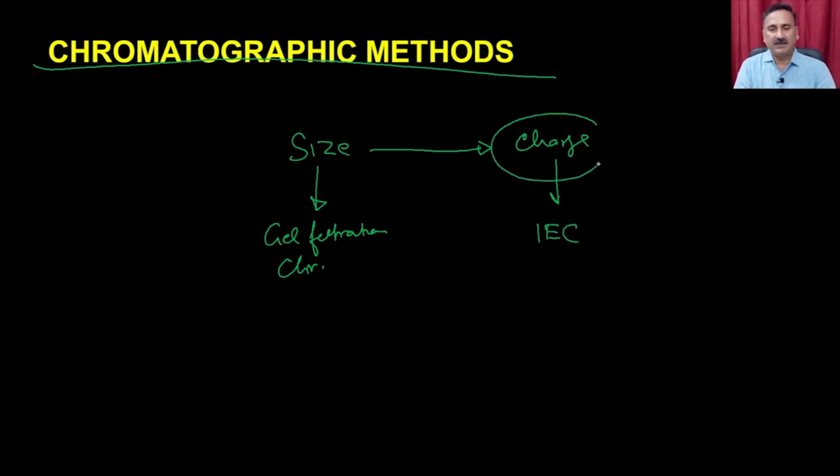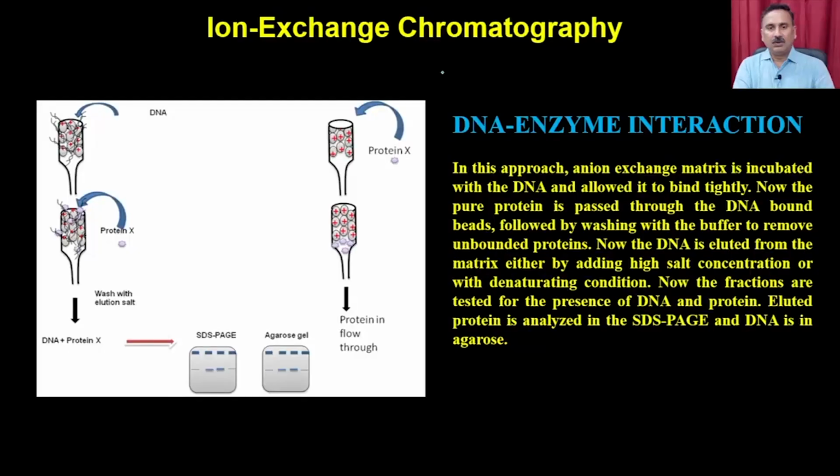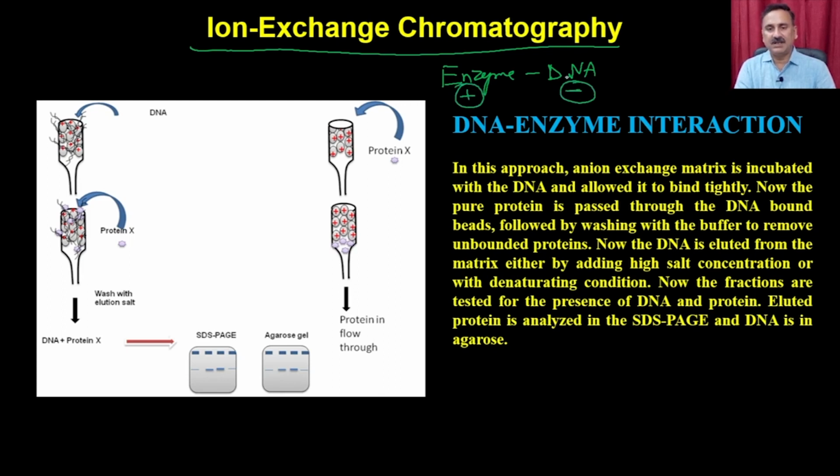So let's start with the charge and how it can be exploited with the help of ion exchange chromatography to map the enzyme substrate interactions. For explaining this, I have taken an example of an enzyme which is interacting with DNA. You can imagine that in this case the enzyme has positive charges and the DNA has negative charges, and that's how they interact with each other.